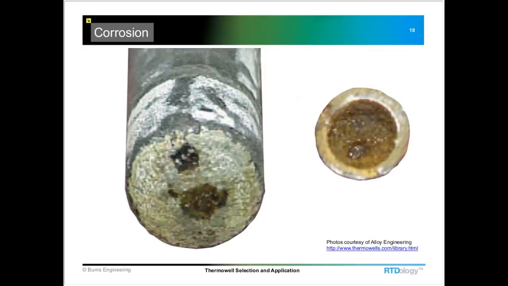And by not choosing the correct material, you can really end up with some pretty bad problems. This photo shows the tip of a Thermowell with some pretty bad corrosion and kind of an impending failure spot right there where it's just about eaten all the way through the tip of the well.